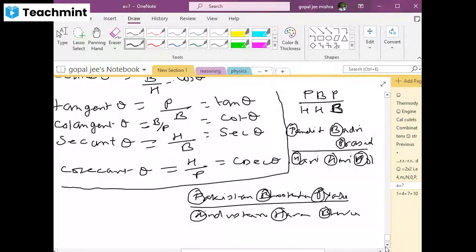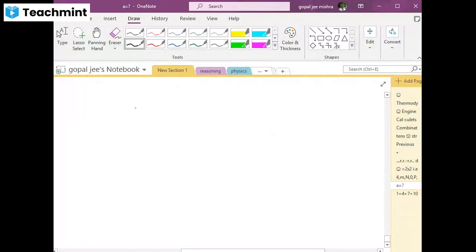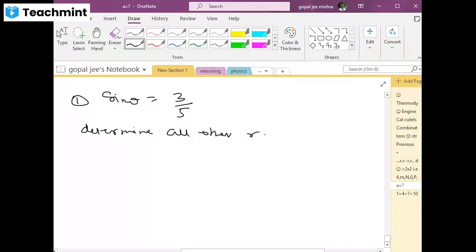Now let me come to some explanation, beta, so that you will be able to solve the questions. See here, suppose you are given a value sine theta is equal to 3 by 5, and you have to determine all other 5 ratios. Very simple question it is.